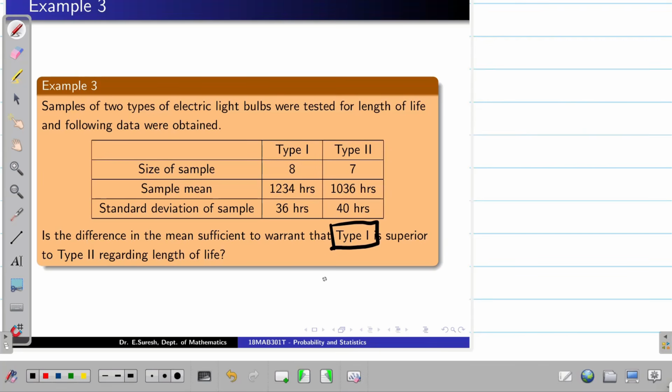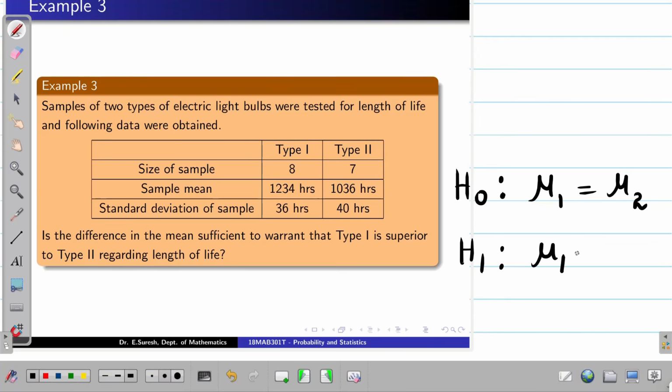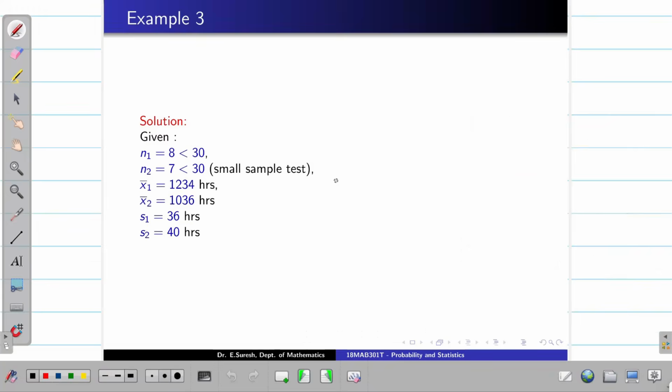Now we have to check which group they are supporting. They are telling type 1 is superior to type 2. So my H naught, the null hypothesis, says no one is superior to the other, both are equal. But H1 says type 1, mu1, is greater than mu2, because type 1 is superior to type 2. So we say this is a one-tail test. For a one-tail test, as I said, the table given to us is for a two-tail test.